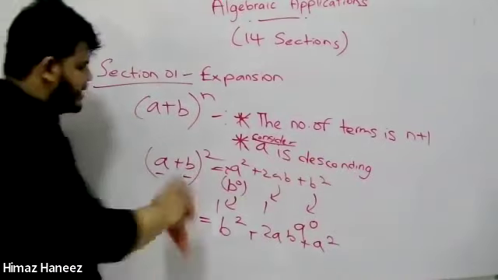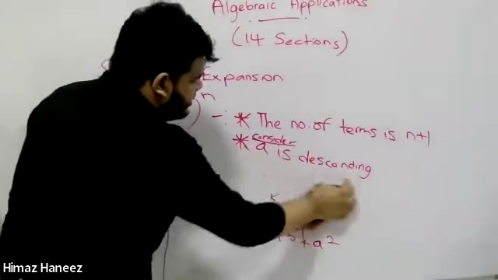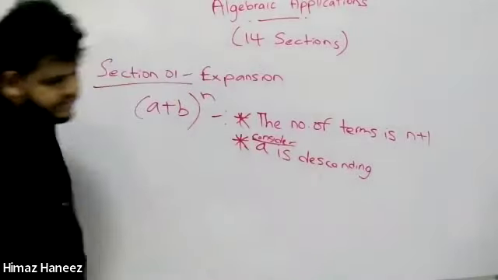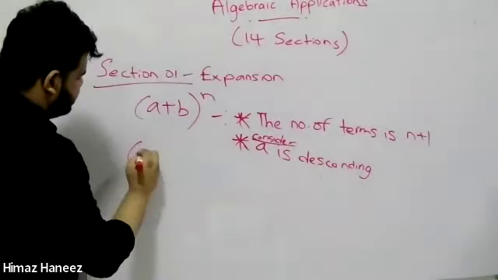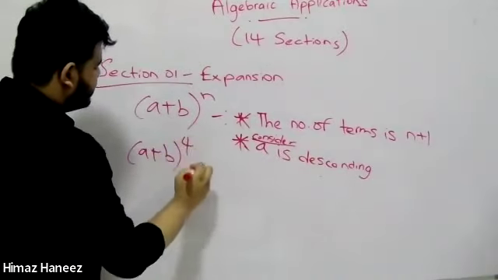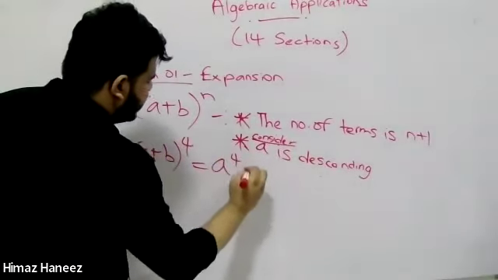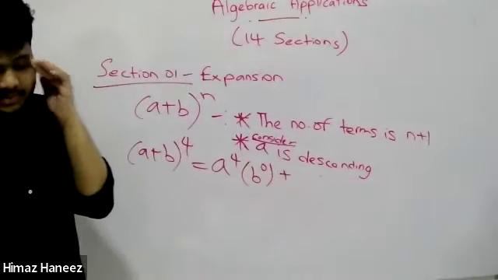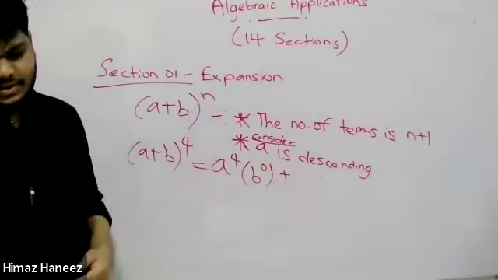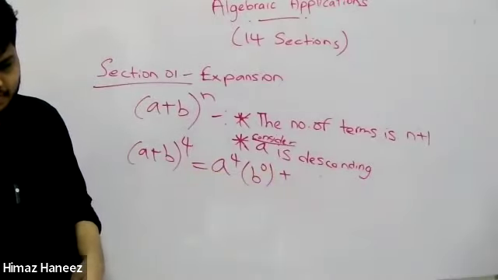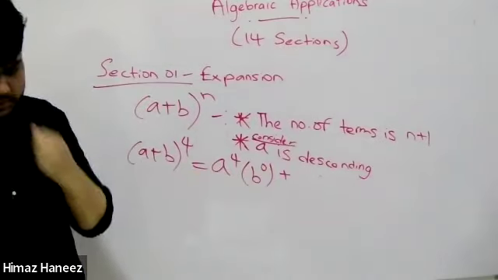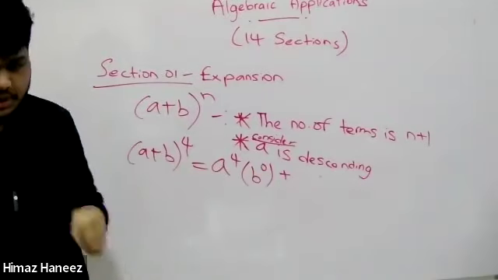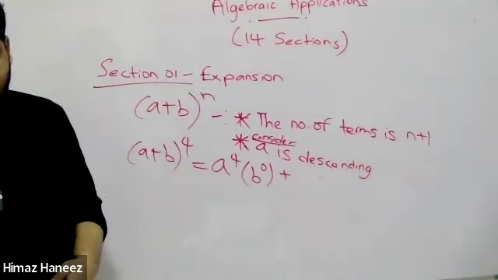Now I'll get you into another example. This one I want you to say. Let's go, a plus b to the power 4. I'm going to start with a to the power 4 and b to the power 0. What is the next term? Next term after this. If it's hard to type, you can unmute and speak.